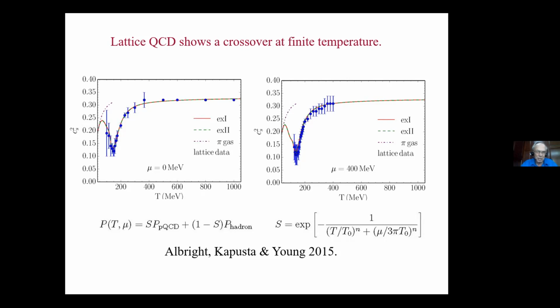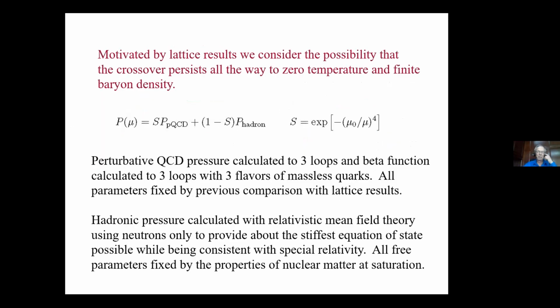So you notice that the speed of sound is softened at a temperature of around 150 MeV, and that's because we're close to undergoing a phase transition. It's a rapid crossover. It's not a true phase transition, but it's close. If it was a true phase transition, the speed of sound would go to 0 for a first order phase transition. So then we said, well, we're motivated by these results. We say, well, can we do this at finite chemical potential, but 0 temperature?